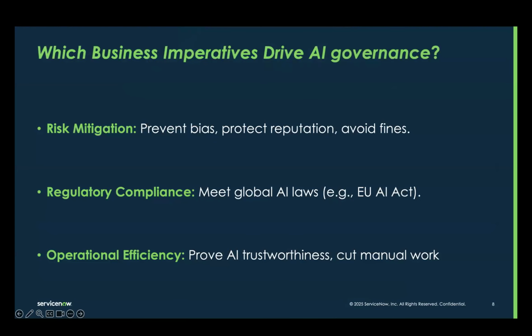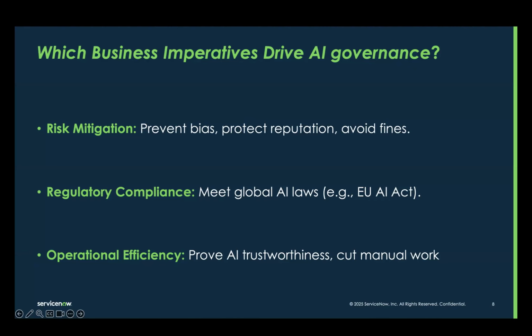So there are three key imperatives that are pushing organizations toward AI governance. Typically, it's your risk mitigation. With Gen AI adoption accelerating, businesses need a structured, risk-based approach to ensure model accuracy and responsible use. And of course, that then helps prevent reputational damage, third-party exposure, or any costly compliance failures.